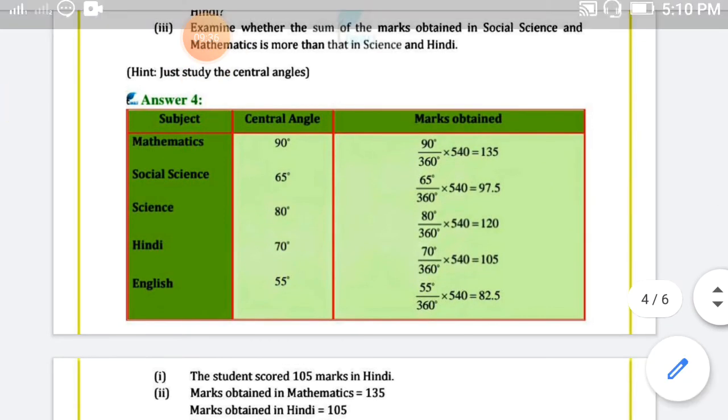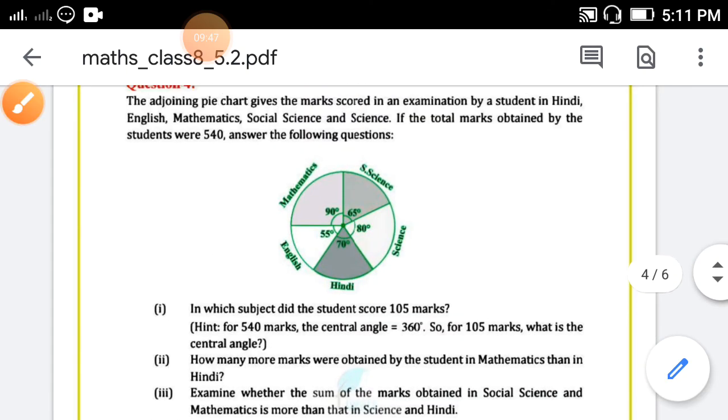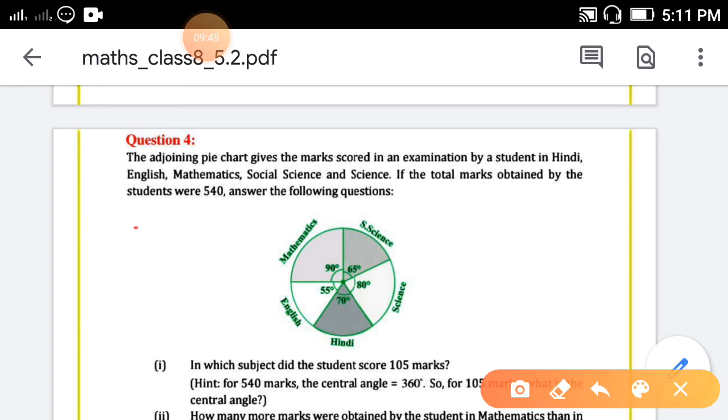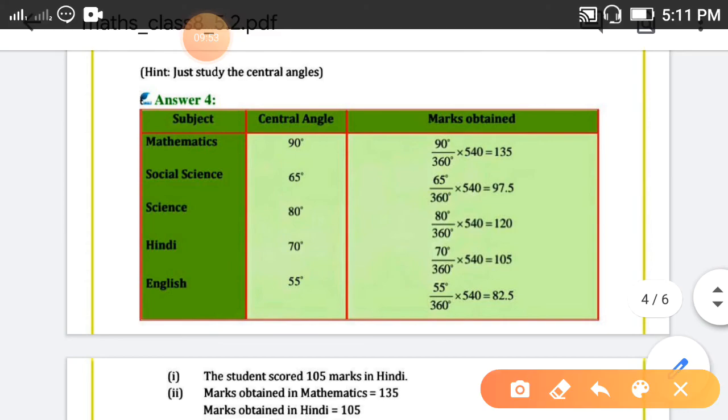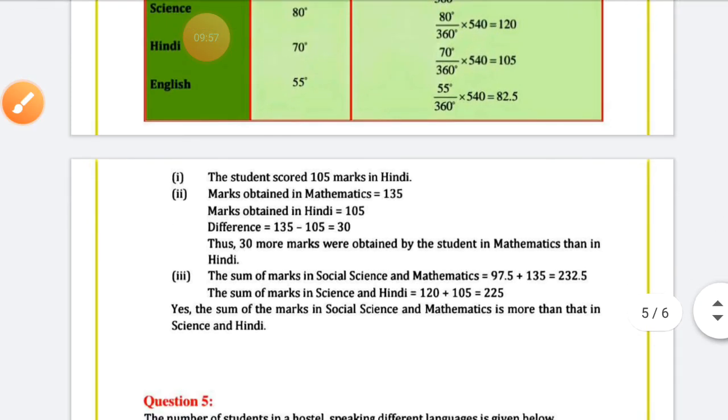For maths, what is the central angle? 90 degree, out of the total degree. So 90 out of 360, so 90 divided by 360. And what is the total score? Here it is given in the question: 540. So 90 divided by 360 into 540. So you will get 135 marks. Okay.